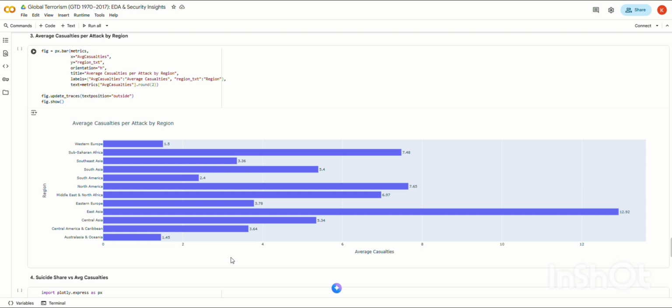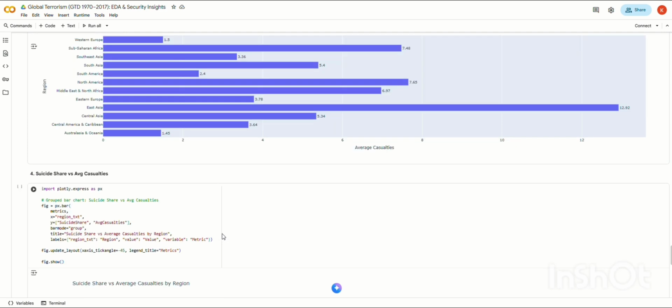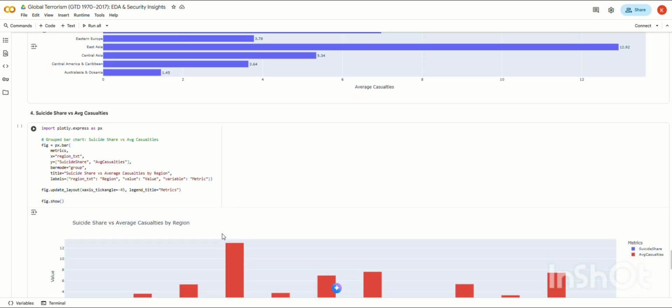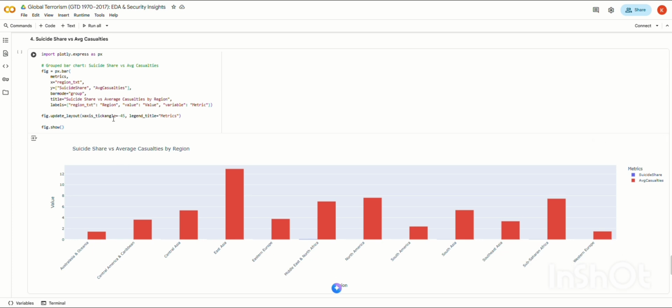This final bar chart is perhaps the most important visual in our analysis. It brings together our previous two metrics, suicide share and average casualties, to reveal a powerful correlation. As you can see, the tallest blue bars representing suicide share are in the same regions that have the tallest orange bars representing average casualties.